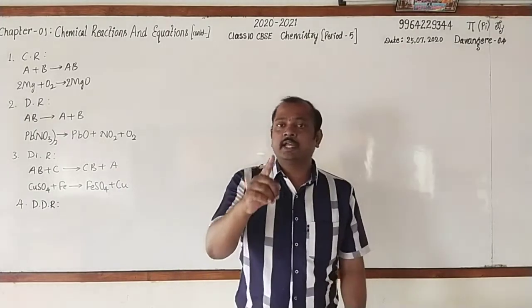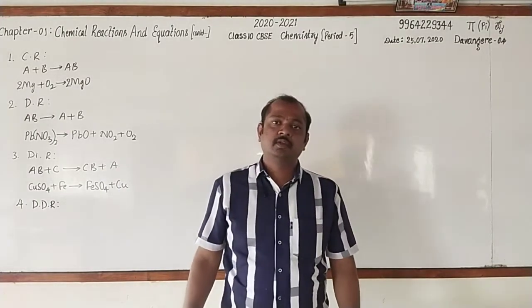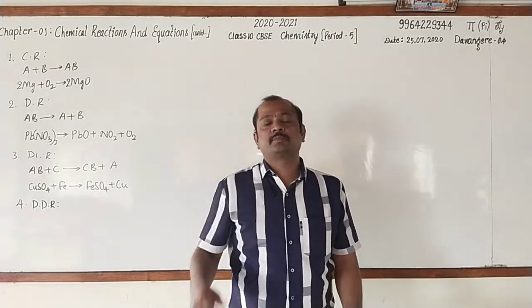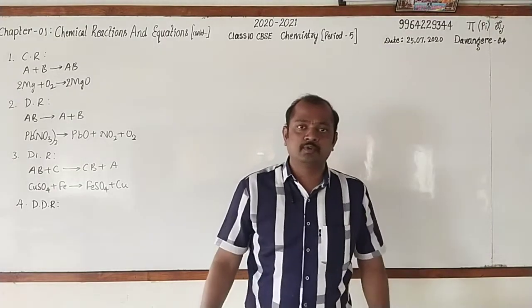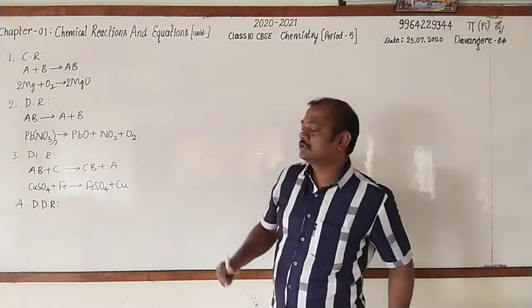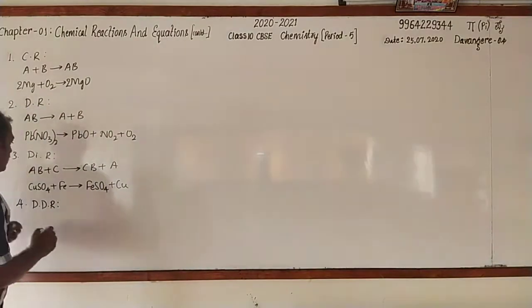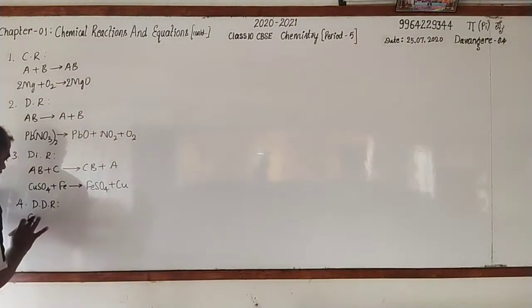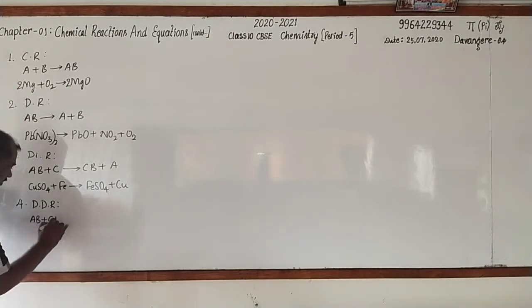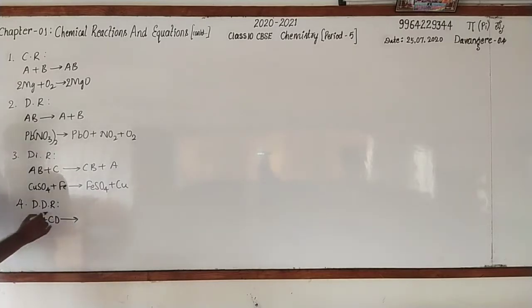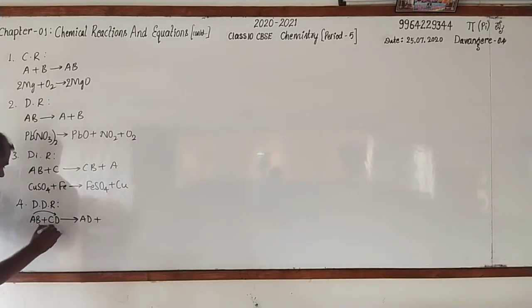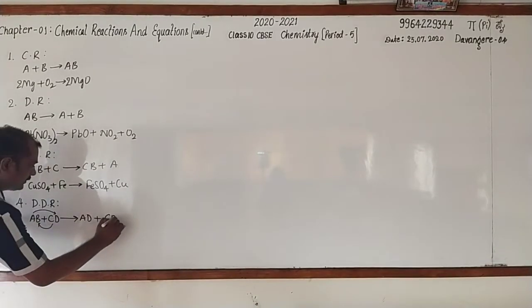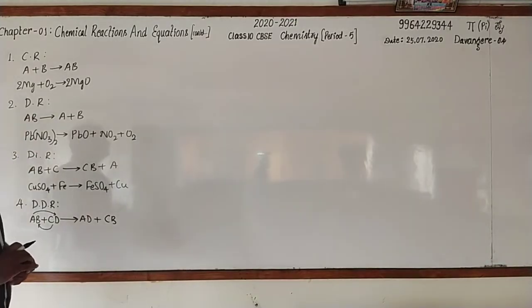According to this, it is the type of chemical reaction in which the radicals or the ions present in the two compounds mutually exchange to form two new compounds. Is it not? This is double displacement reaction. And how do you write its general form? It is AB plus CD gives rise to AD plus CB. And give a simple example for this.